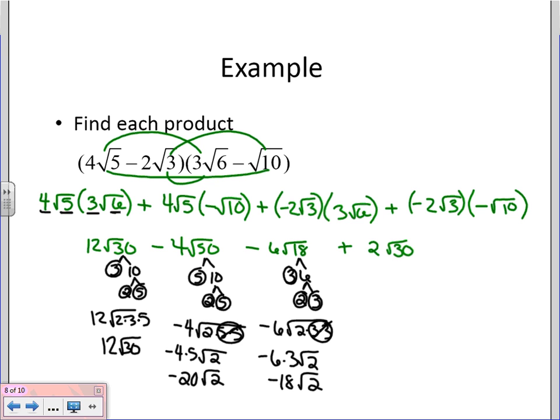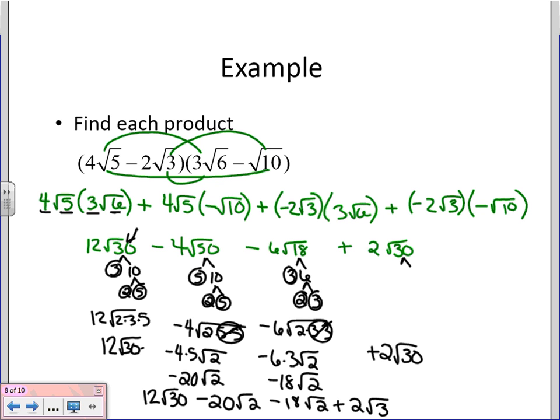And then finally with 30, we already actually just did 30, and we found out that it can't be simplified anymore, so we're just going to bring that down to 2 square root 30. Okay, so we have 12 square root 30 minus 20 square root 2 minus 18 square root 2 plus 2 square root 30.